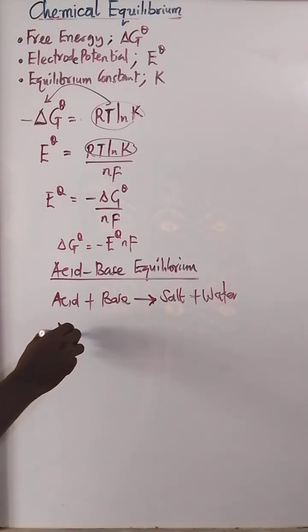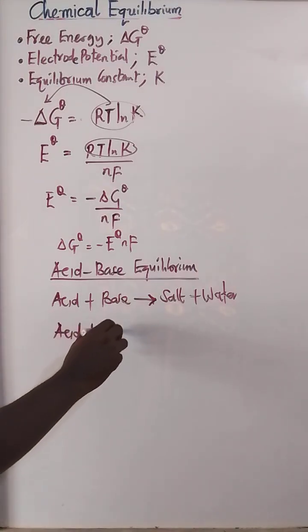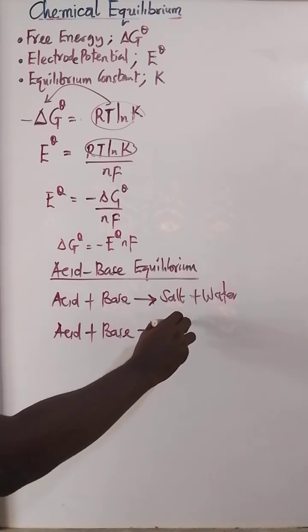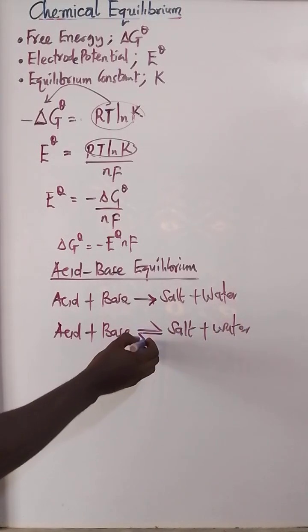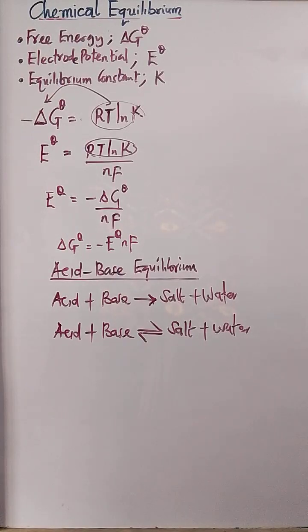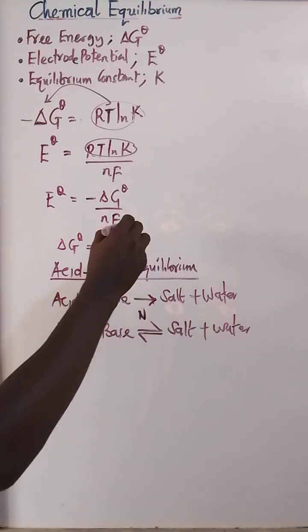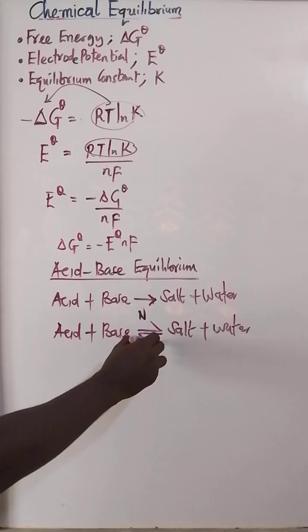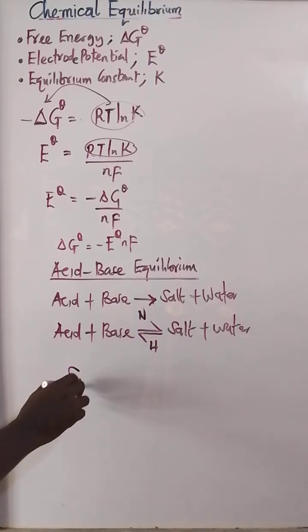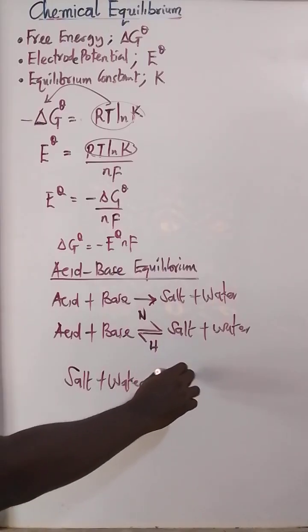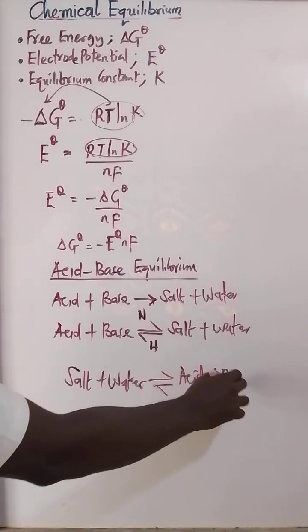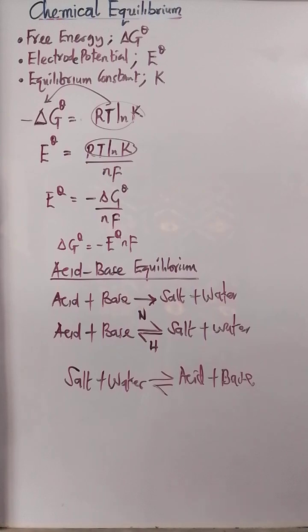But in a case whereby acid and base give salt and water, and this salt and water can combine to give what? Acid and base. In this case, under suitable conditions, this will be at equilibrium. So this is called acid-base equilibrium. The forward reaction is neutralization, while the reverse reaction is what we call the hydrolysis of salt. Meaning when you add water to salt, it gives us the acid and base, and the acid and base can reverse to give us salt and water.